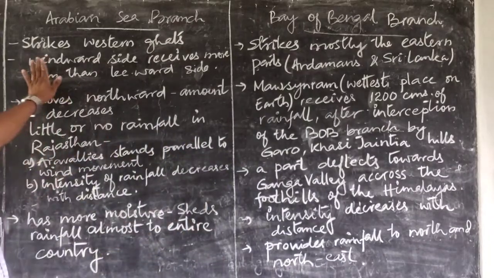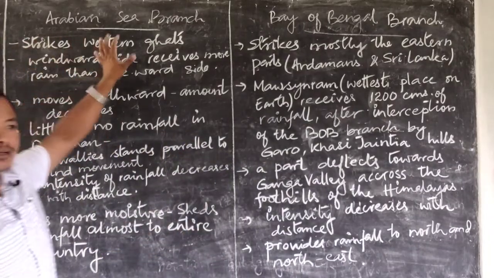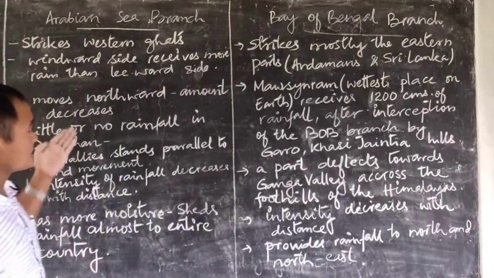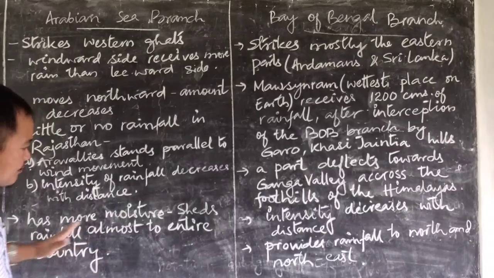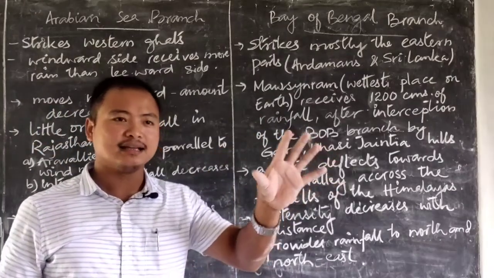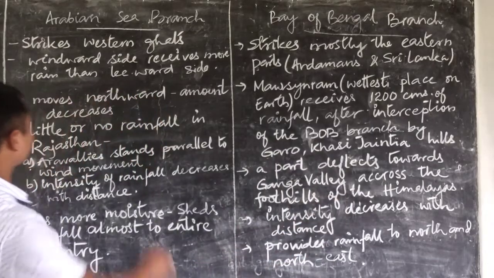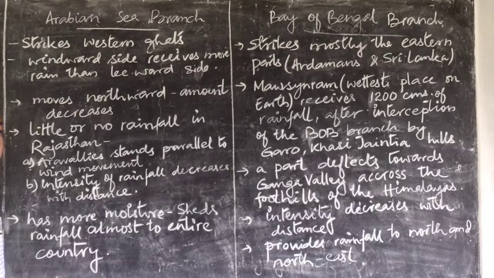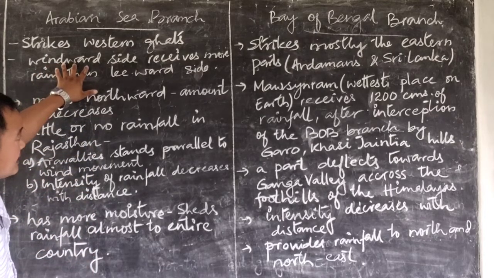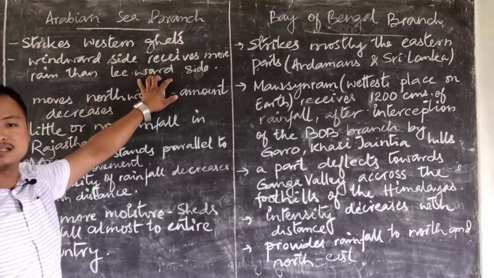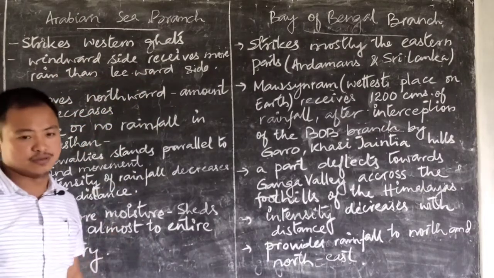The Arabian Sea branch first goes on to hit the western part of India, since it blows from the southwest direction. While it hits the western part of India, mostly the Western Ghats, the western part of the Western Ghats, which falls on the windward side, receives more rainfall than the eastern part of the Western Ghats that falls on the leeward side.